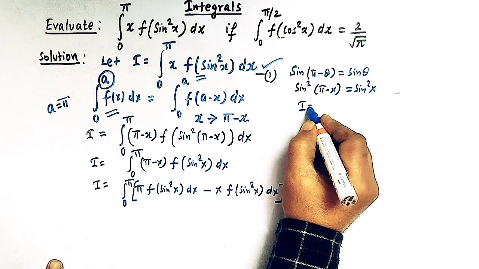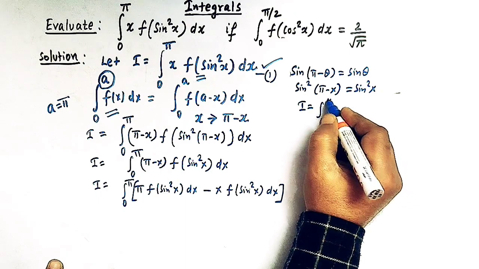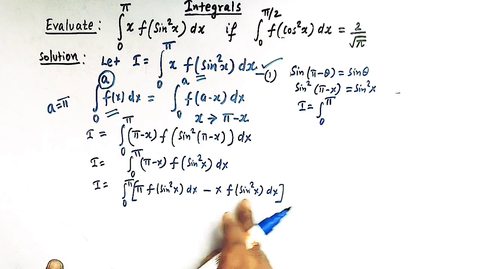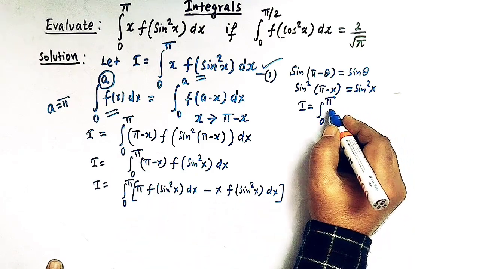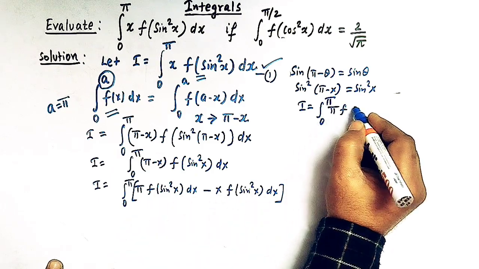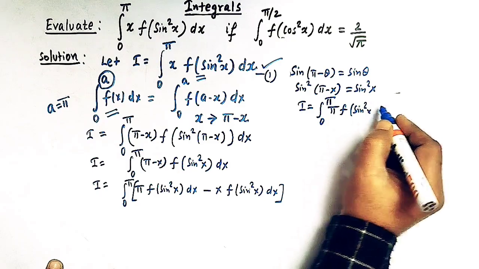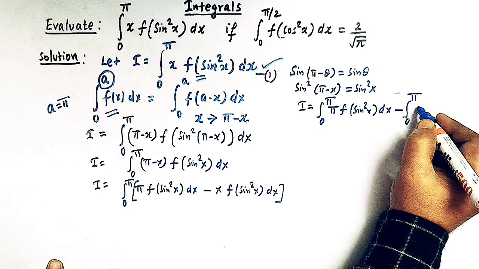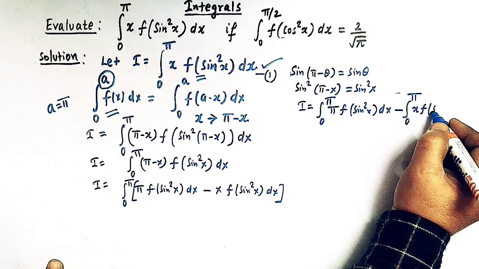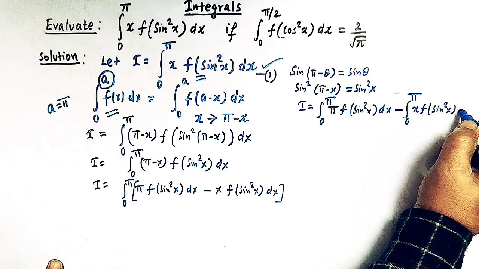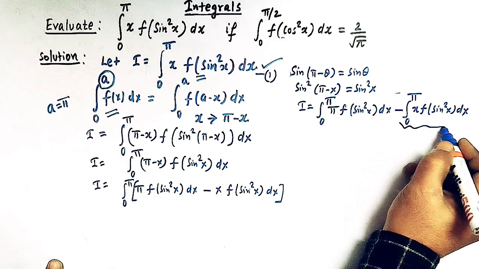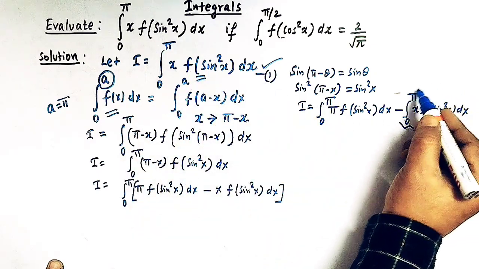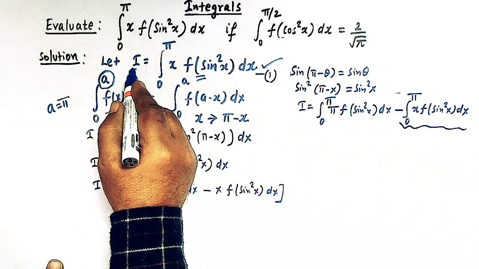Okay, so now we can write 0 to pi. So distributing this integral into these two functions, we have 0 to pi f of sine square x and dx, and here we have 0 to pi and x f of sine square x and dx. Now this integral is our original integral, right? So we can replace this integral by simply I.